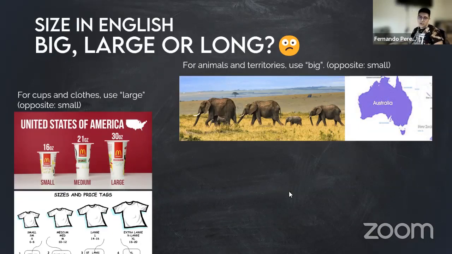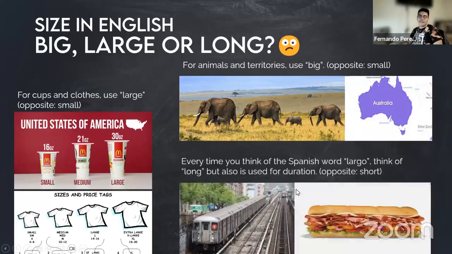And finally, long, the one that you were mentioning. The street, the river, the subway. When you think of the word largo, don't go to the word large. Go to the word long. The opposite of long is short. Long, short, long, short. Any question?